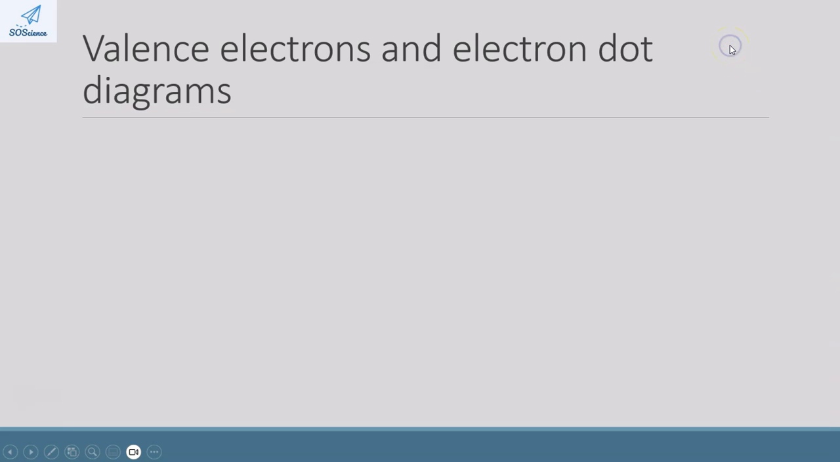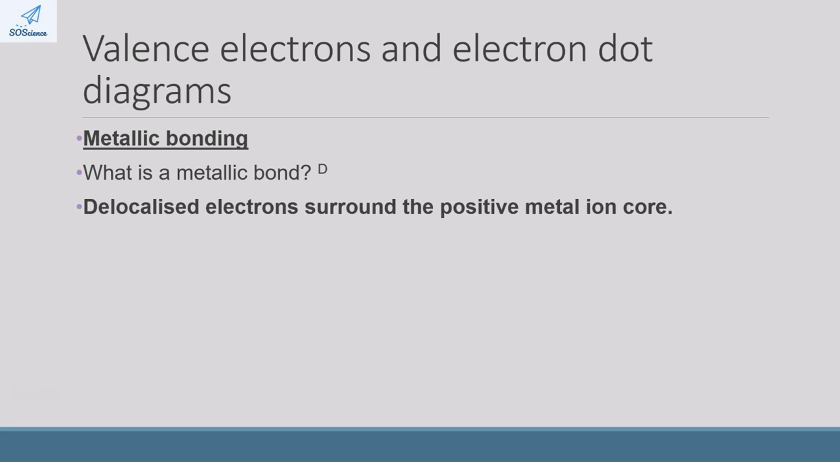Now, that brings us to the end of ionic bonds, and we can now look at metallic bonding. What is a metallic bond? A metallic bond consists of delocalized electrons that surround a positive metal ion core. Let's take a look at what that means.